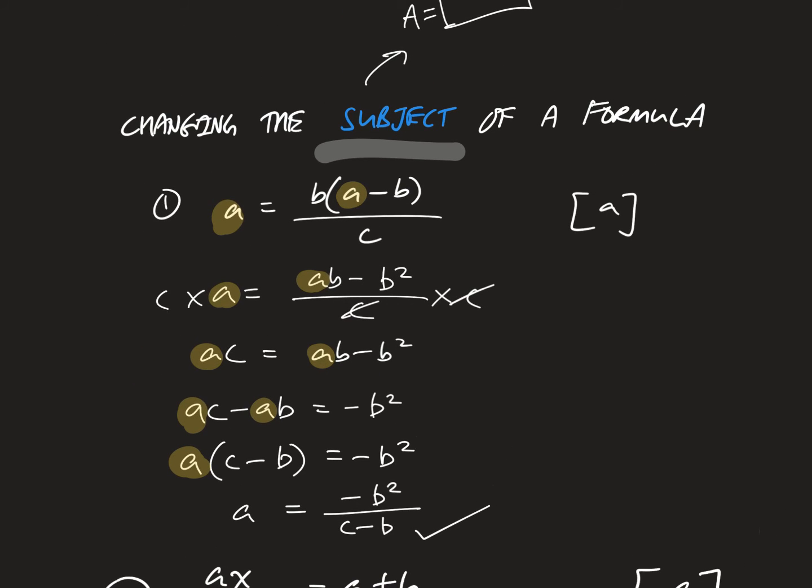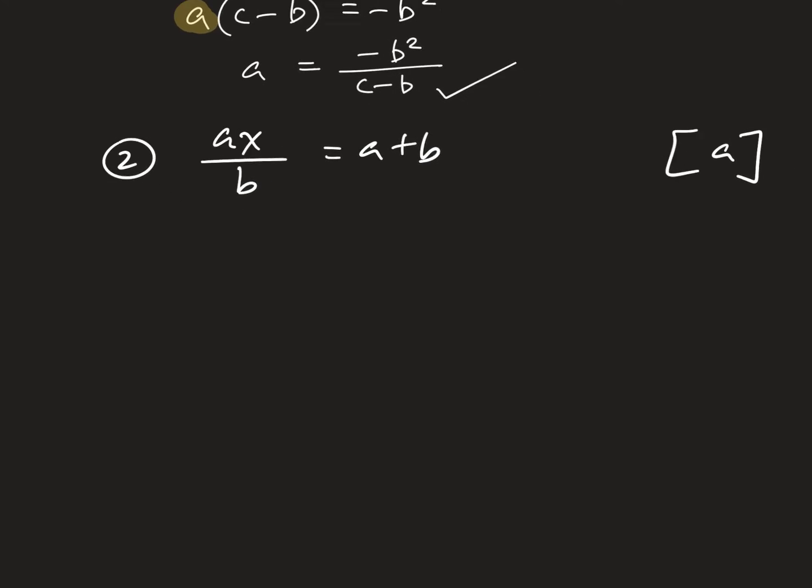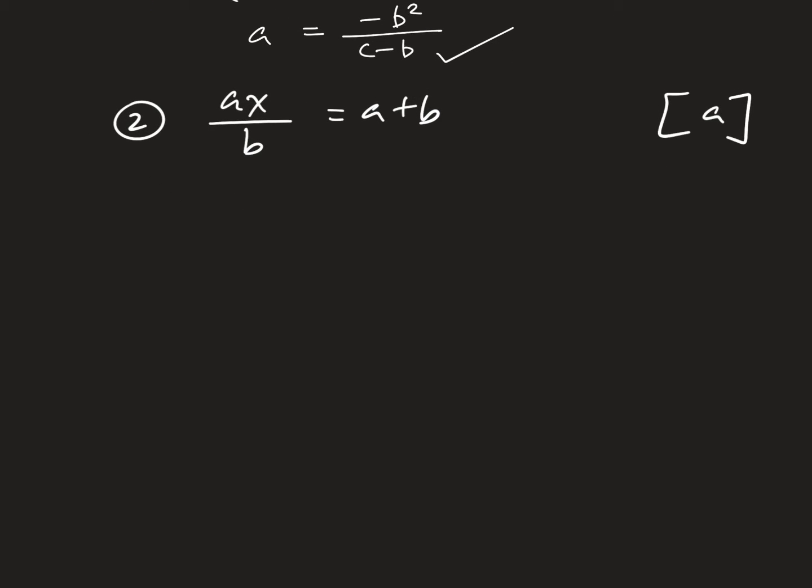And now let's go to the next question over here. We want to make A the subject once again. And you can see it's kind of tricky because we have A on both sides, right? And so once again, if we don't like this denominator over here because it makes this A stuck, let's get rid of it. You notice we always try to get rid of the denominators.